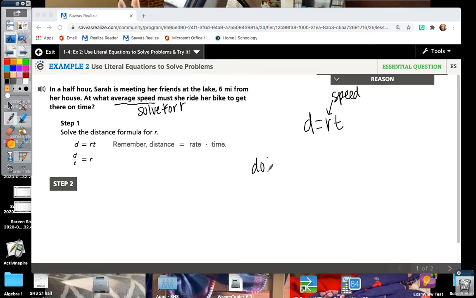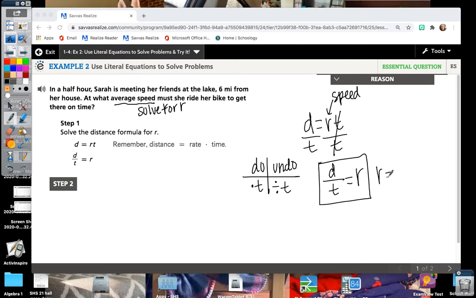So if we make our do-undo table, for r over here, it's being multiplied by t. So to undo it, we're going to divide by t. So if we divide by t, it'll cancel out on the right, leave us with r. And then we can't simplify letters, so we just bring it straight down, d over t. And you can flip it around if you like your variable on the left side. So either one. So that's solved for r.